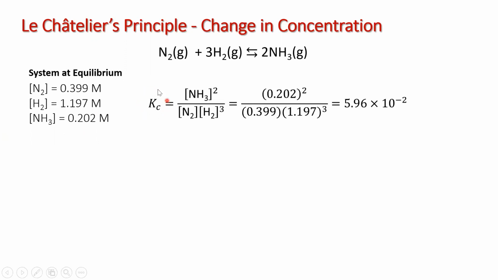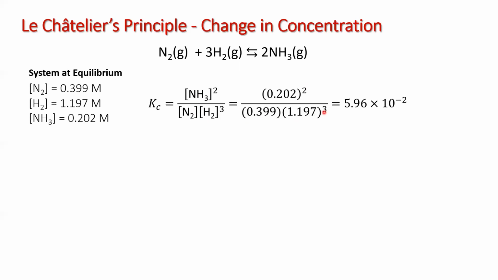When we write a K expression, it's the products over the reactants raised to the power of the coefficient in the balanced equation. So ammonia squared over nitrogen to the first and hydrogen to the third. Now we'll plug in our numbers. So for ammonia, we're going to plug in 0.202 and we're going to have to square that. For nitrogen, we're going to plug in 0.399. And for hydrogen, we're going to plug in 1.197 and we're going to have to cube that number.